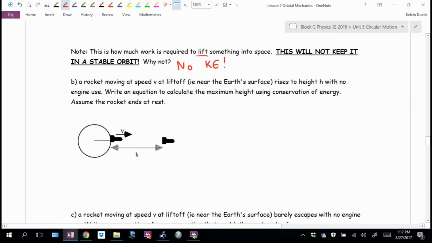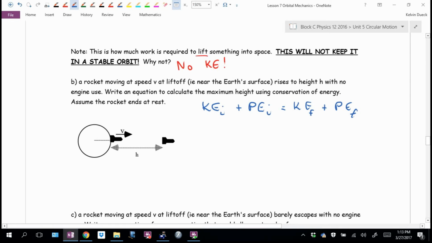What other kind of questions can I ask? A rocket moving at speed v at liftoff. So now, instead of starting on the ground at rest, let's pretend we're a centimeter above the ground. We've already hit full speed. It rises to a height h with no engine use. We fire our engines on the ground, and then we shut them off, and we coast the rest of the way. Write an equation to calculate the maximum height using conservation of energy. So it would be KE initial plus PE initial equals KE final plus PE final.